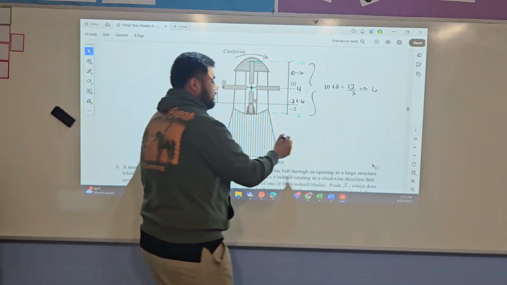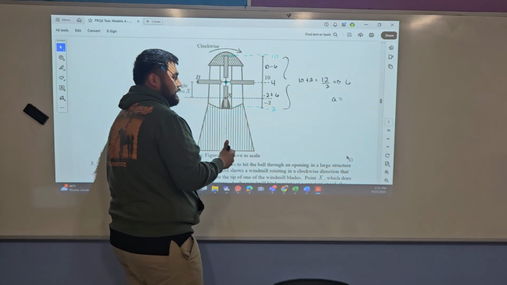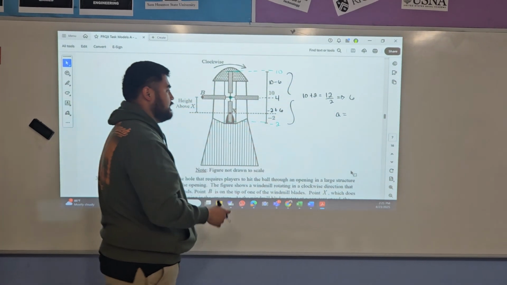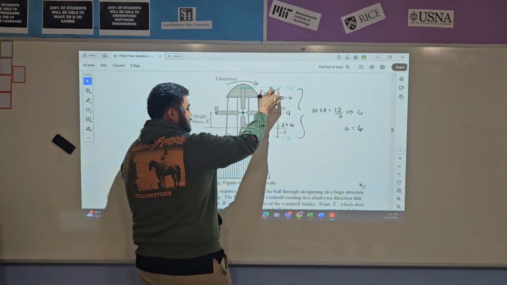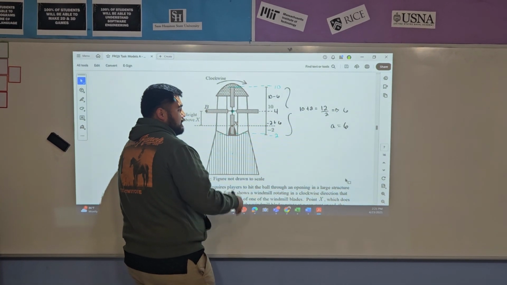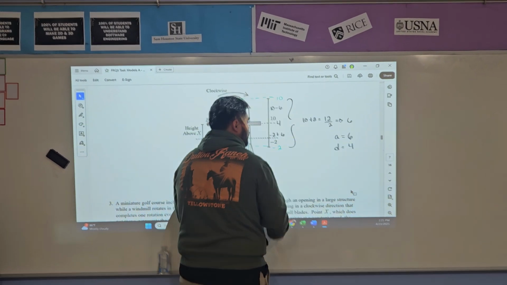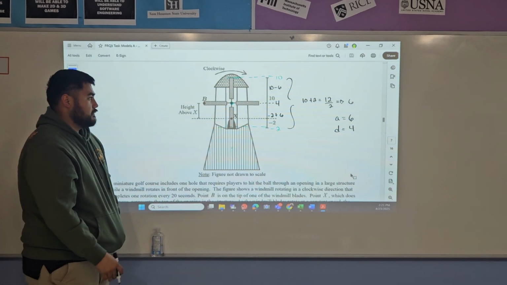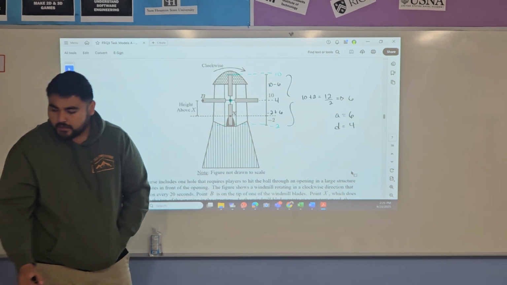So, believe it or not, we already get a point, because on part B, you need to find A, B, C, and D. A is the amplitude, right? From the midline, I go up 6. From the midline, I go down 6, right? So that's what the amplitude means. The midline is the letter D. Here, in this case, it's 4, right? So, believe it or not, we already got a point for part B, right?